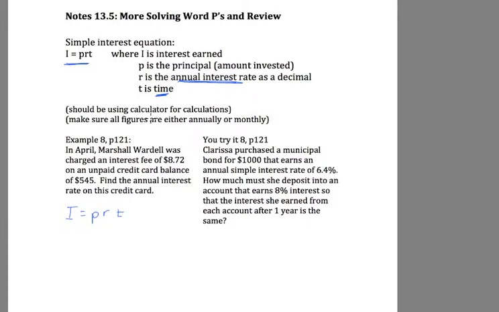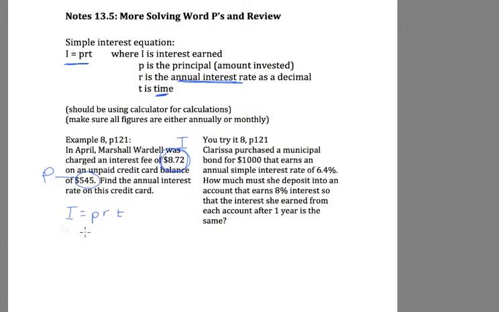Make sure you use your calculator for these calculations. Otherwise, they can get kind of icky. In April, Marshall Wardell was charged an interest fee of $872 on an unpaid credit card balance of $545. Find the annual interest rate on this card. So his interest fee was this. So that's his I, his interest. And his $545 that was on his card, that's the amount he started with. That would be the P, the principal.